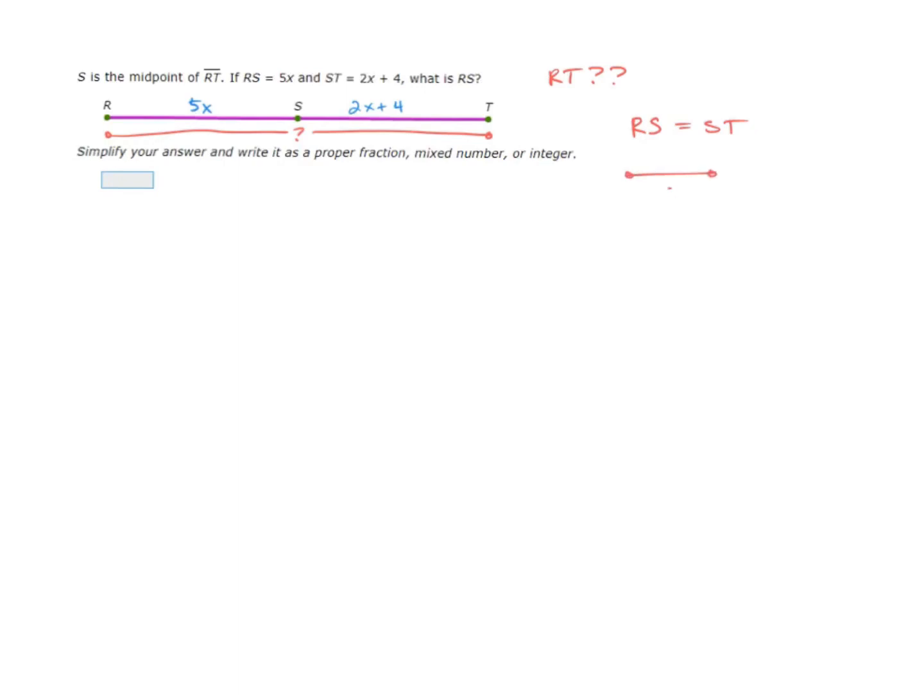Meaning R to S is 5. That means S to T is 5. So 5 is equal to 5. So couldn't I just say, well, actually I could, 5x is equal to 2x plus 4. And then just move letters to one side. Couldn't I say that those two expressions were equal to each other? 3x is equal to 4.